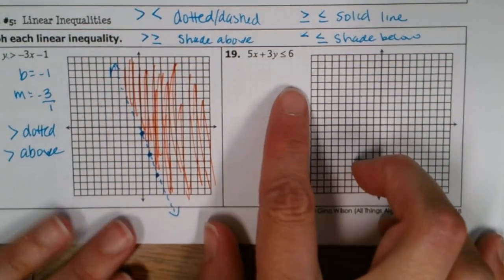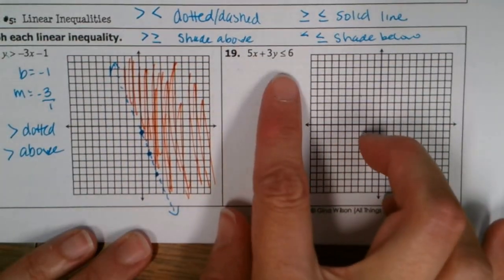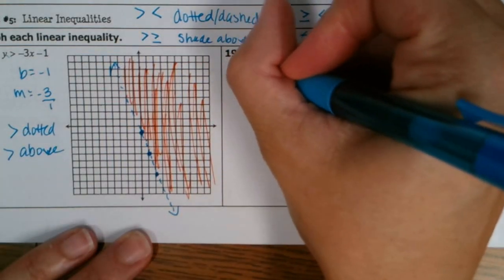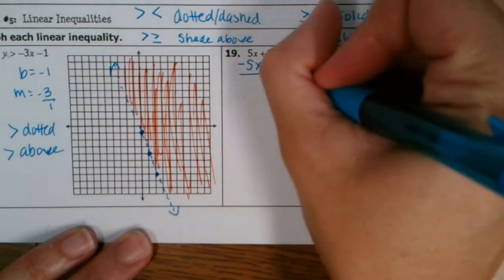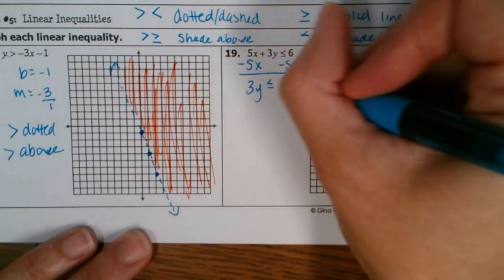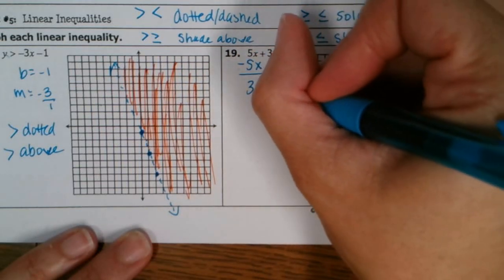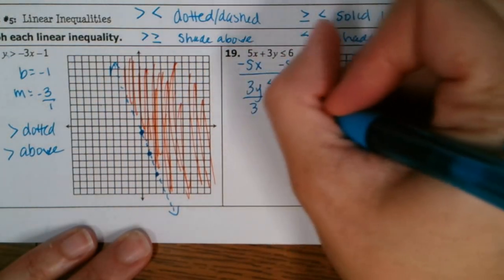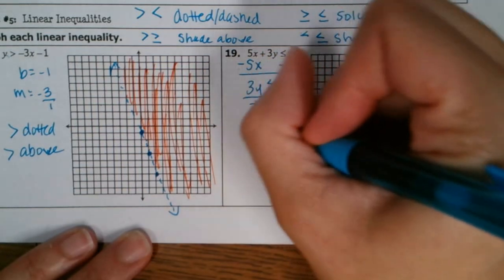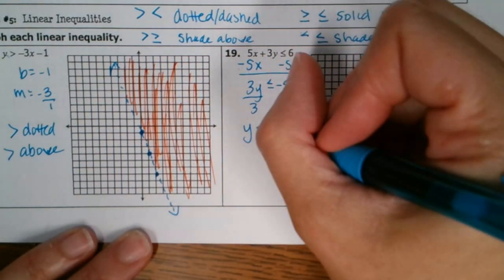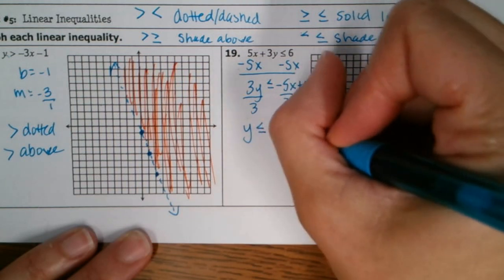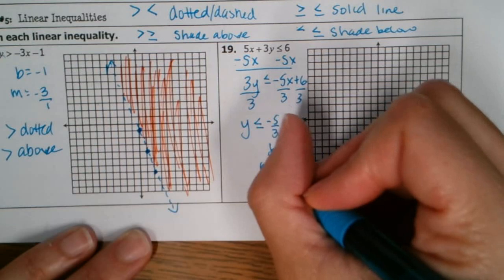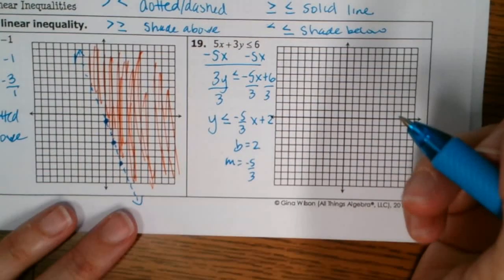Right, number 19 is not in slope-intercept form, so I have to change it to slope-intercept form. That means get y by itself. So I'm going to subtract the 5x, and I get 3y is less than or equal to -5x plus 6. I'm going to divide by 3, and I get y is less than or equal to -5/3 x plus 2. My b is 2, my m is -5/3.